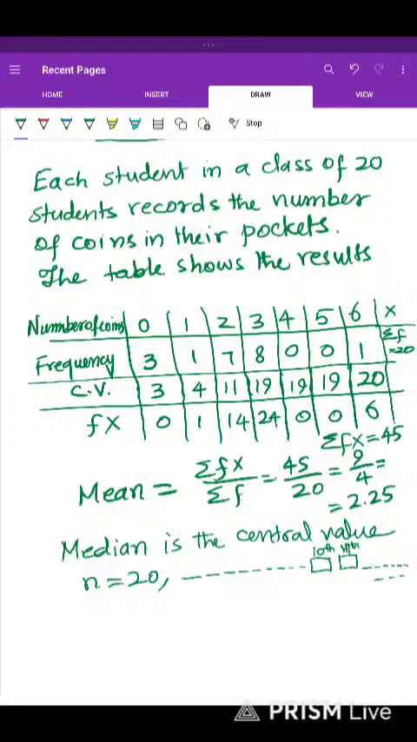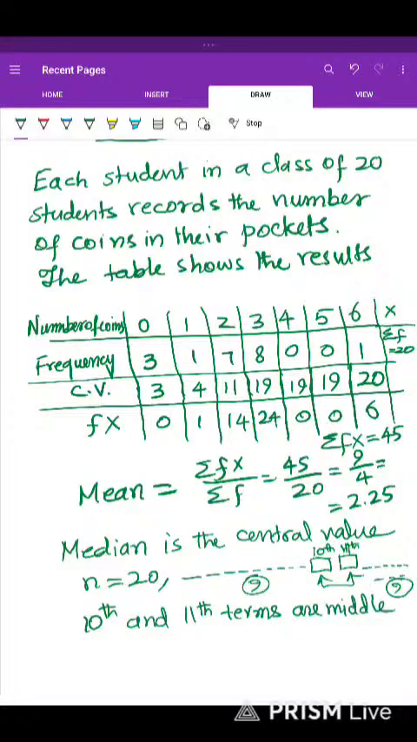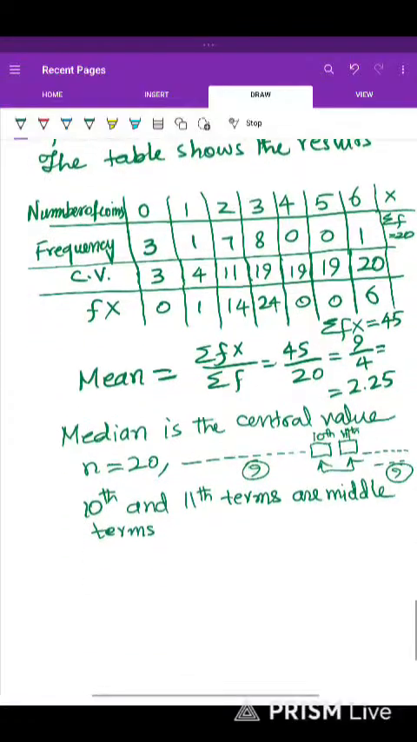Look, we have left 9 here. These all are 9, these all are 9. 9 plus 9, 18. 18 plus these two in the middle make 20. So there are 20 terms, and actually the 10th and 11th terms are the middle terms. Middle terms are the 10th and 11th terms.